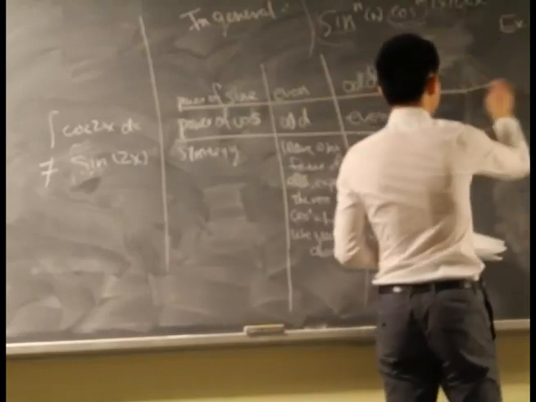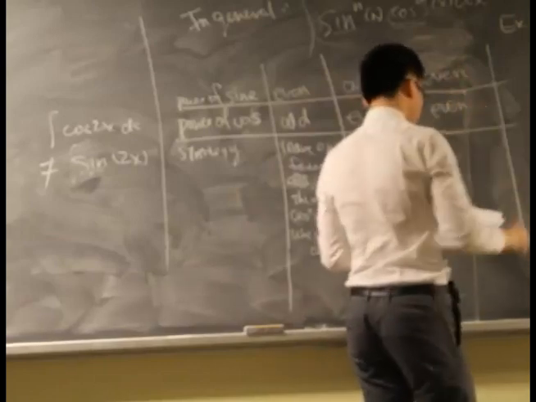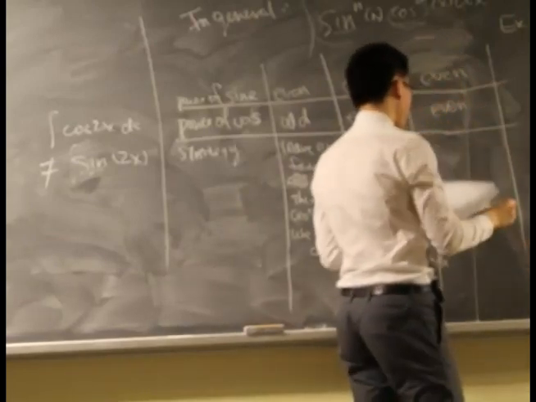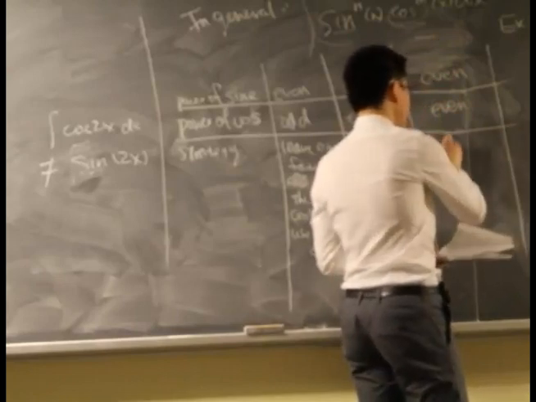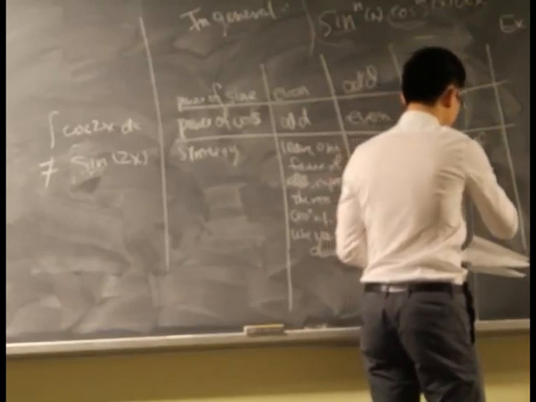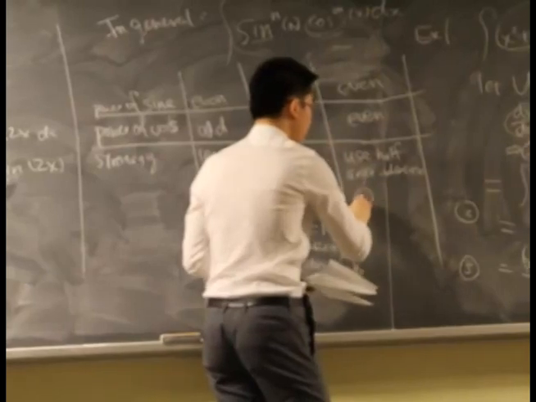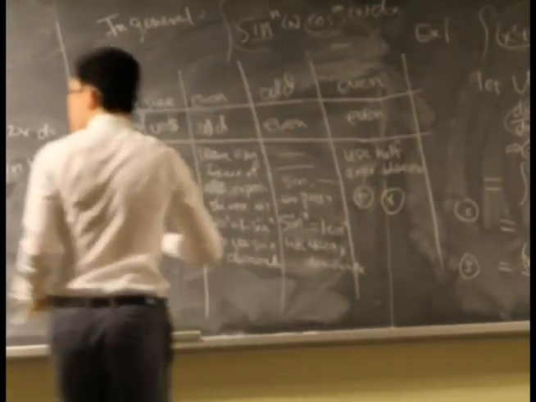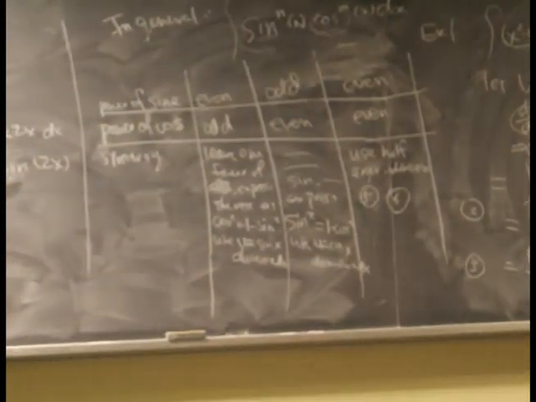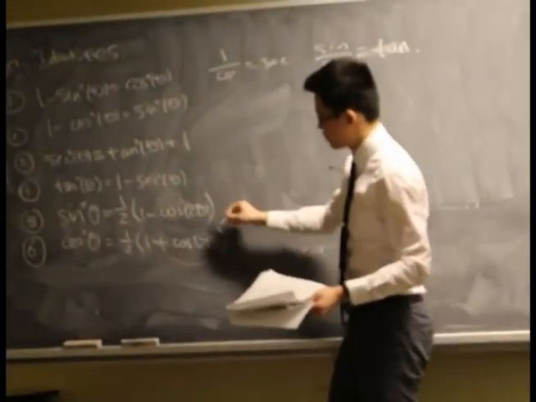And the third situation is when they're both even. Then we have to use the half angle identities. So that's formulas 5 and 6, right? Over here. As you can see, these directly decompose an even power of sine and cosine into lower powers of cos, which allows for easier integration.